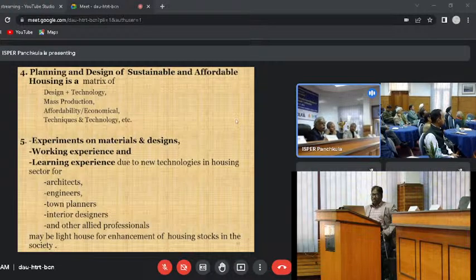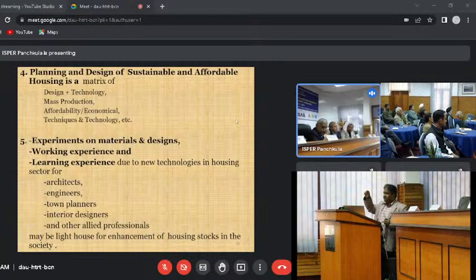Another thing is planning and designing of sustainable and affordable housing is a matrix of design and technology. The time is gone when a single design can help you. Now the design should mix with the technology. A complete matrix is required. Second, mass production, affordability, economical techniques, technology, all these things come in the form of a matrix. Then only it is possible. Some areas technique can help, some areas technology can help, some areas mass material specification can help. So the whole thing is possible once we are able to prepare the matrix of the system.